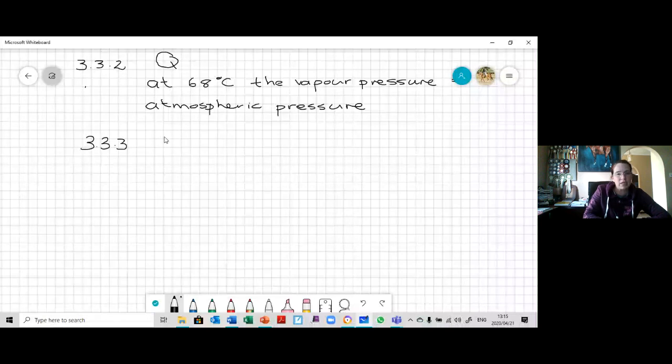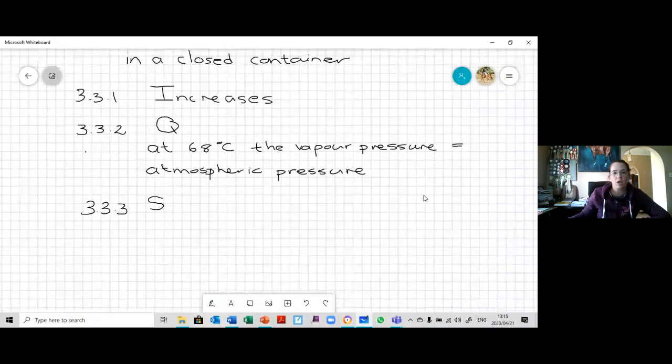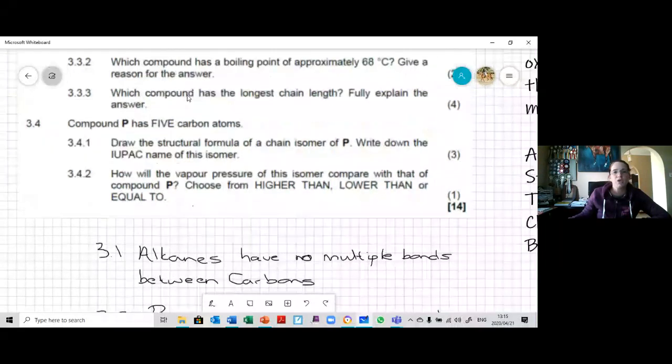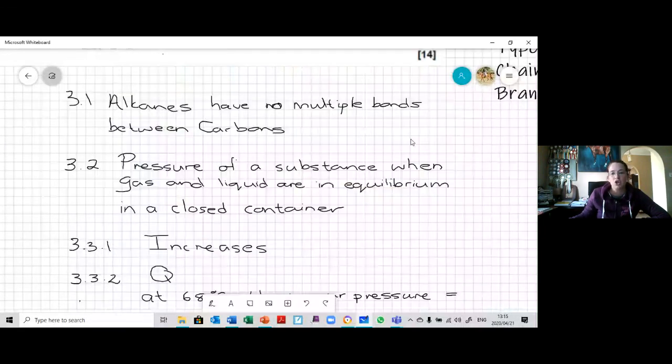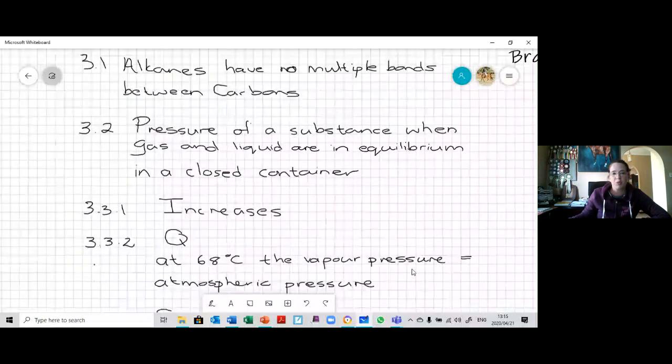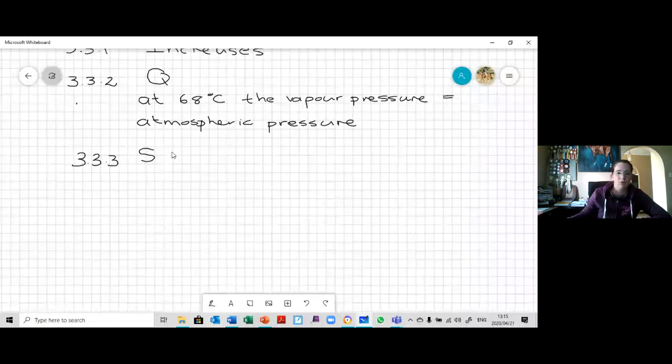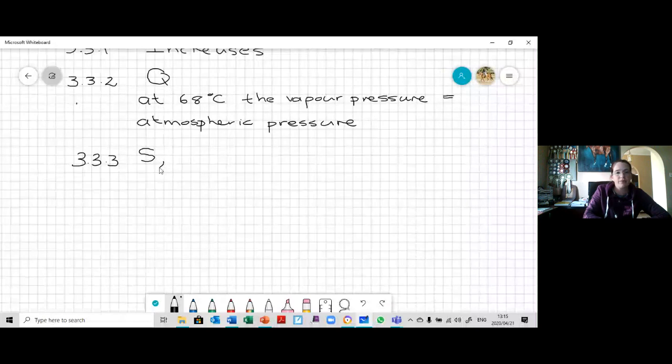So I would say that S has the highest boiling point. Okay, S is the longest chain. Let's just double check what the question asked before we answer the question from the wrong side. The question is, which is the longest chain? Okay, so we are going to refer to the boiling point. So why do we say that?